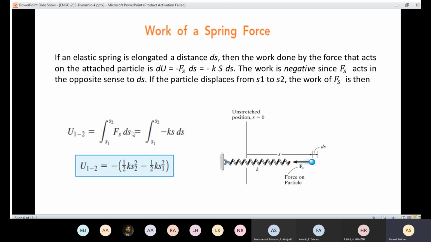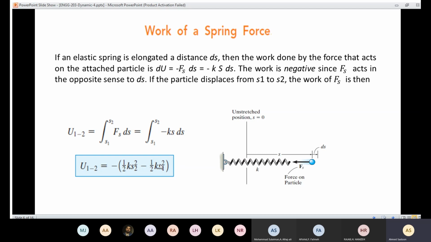If I integrate this part here, then the work done from position 1 to position 2 is going to be minus 1/2 k s2 squared minus 1/2 k s1 squared. So in order to determine the work done by the spring, I need to know the value of k, the constant of the spring. Also, I need to know position 2, and I need to know position 1.